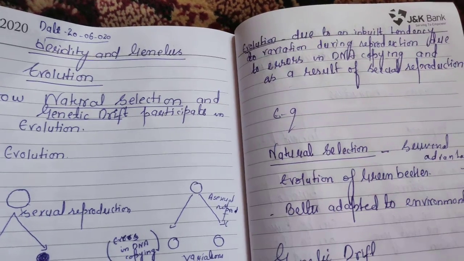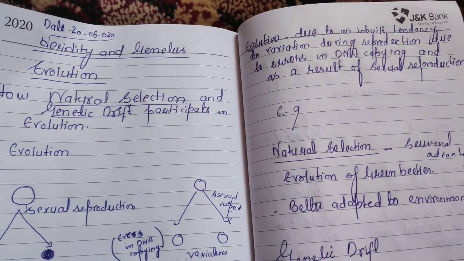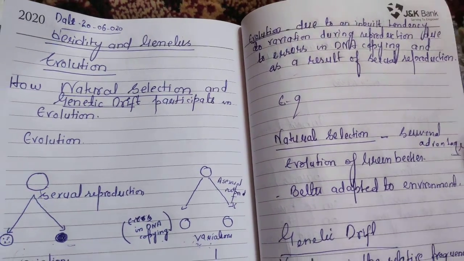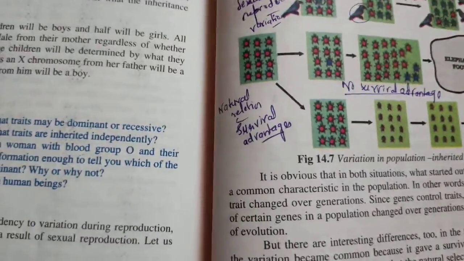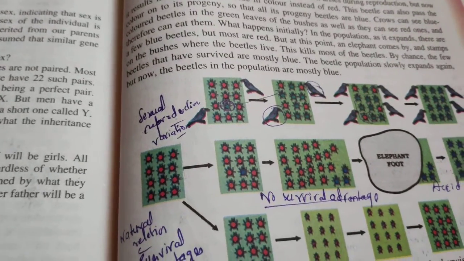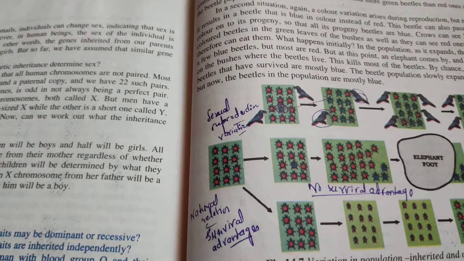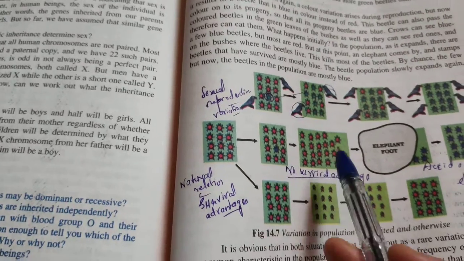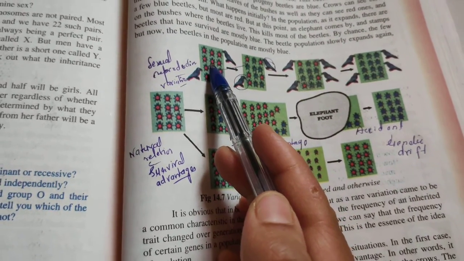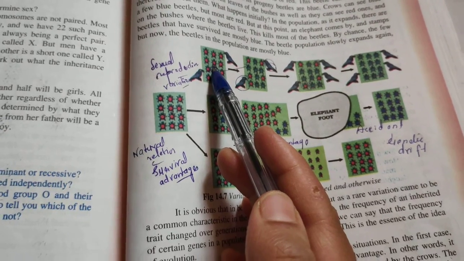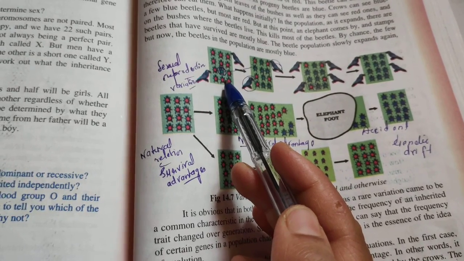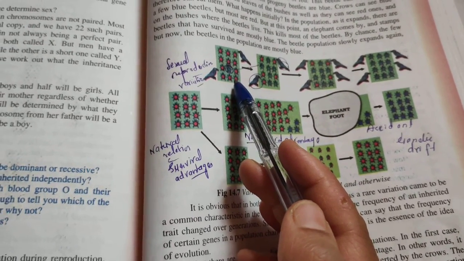Now, let me give you an example to help you understand what natural selection and genetic drift are. For example, let us consider a group of 12 beetles. Beetles are insects which live in green bushes. These beetles reproduce by sexual reproduction. Let us imagine that crows eat these beetles. The more beetles the crow eats, the fewer beetles are available to reproduce.